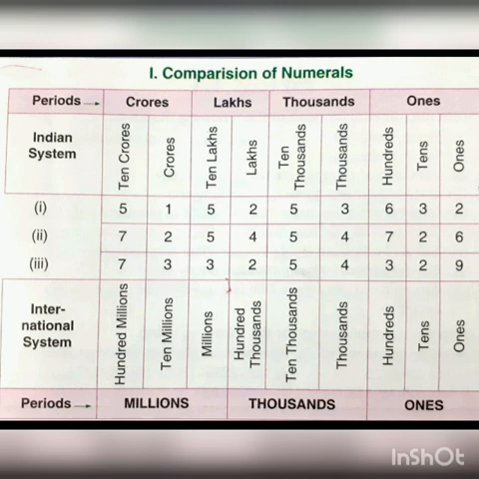Let us come to the second one. By the international number system, it will be 725,454,726, and by the Indian number system it will be 72 crore 54 lakhs 54,726. The third example is the same.